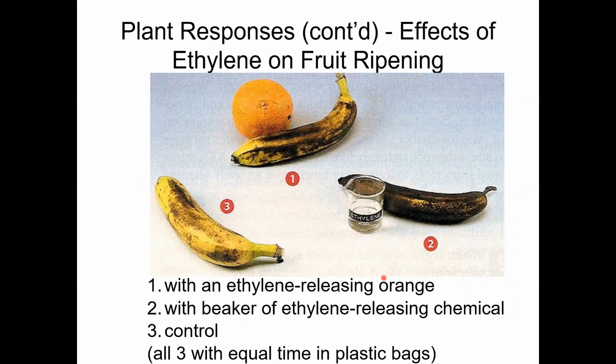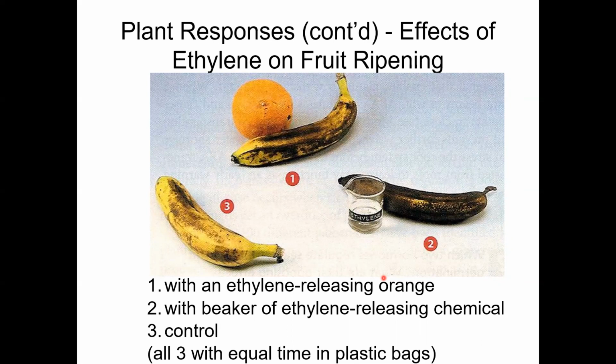Plant response, this has to do with ethylene, which is the only plant hormone that we talked about that is applied as a gas. And there are three little situations here. Number 1 is with ethylene releasing orange, a banana was put in a bag. And the second one, a banana was put in a bag with a liquid.